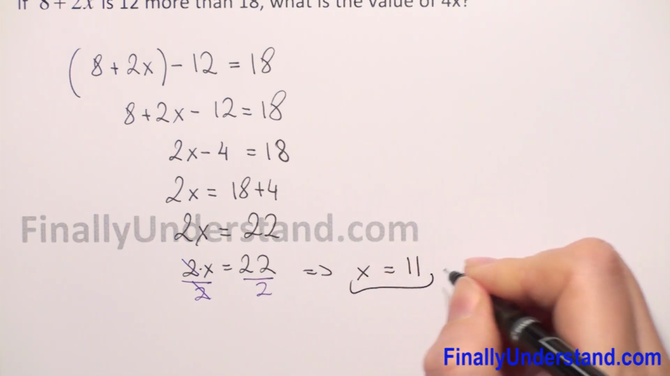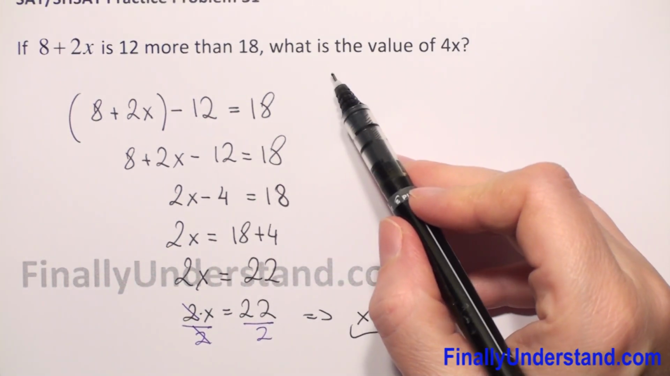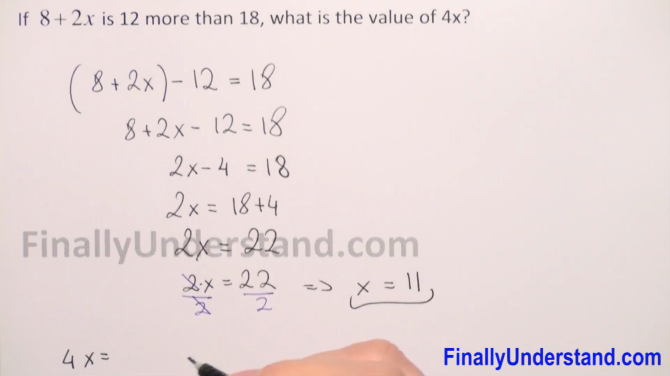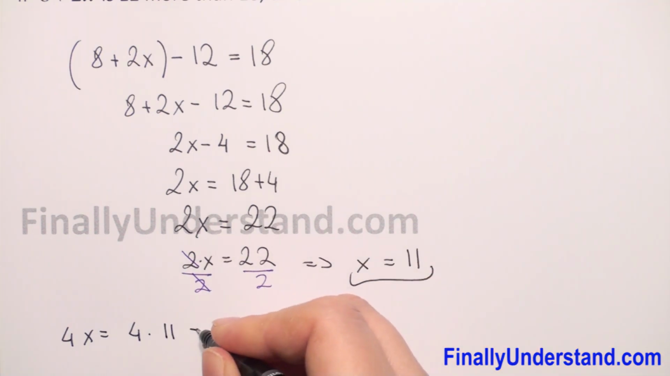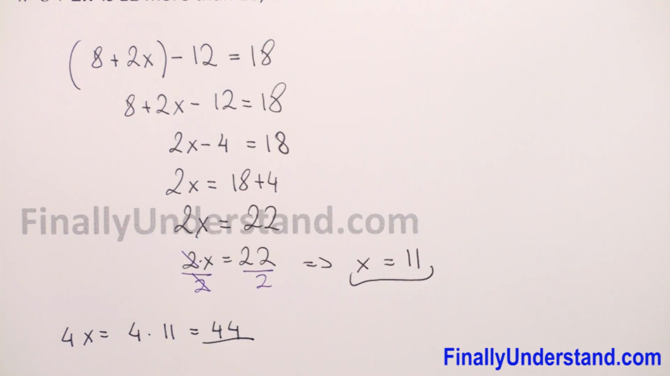We found x. So now we can come back. What do we have to find? 4x. So 4x is equal to 4 times x, which is 11. So 4 times 11 is 44. This is my solution.